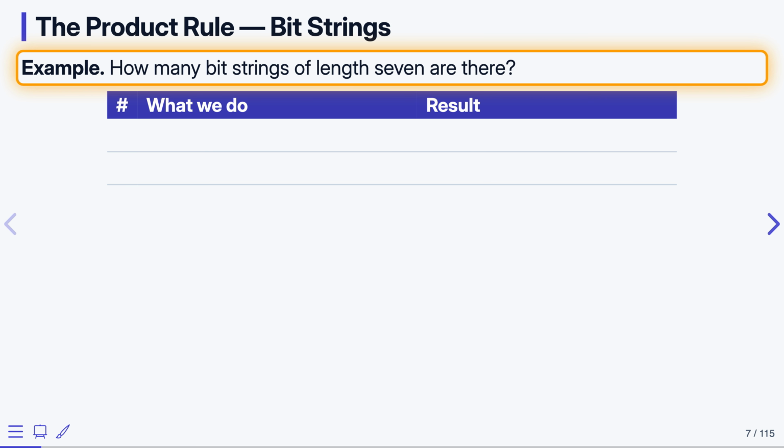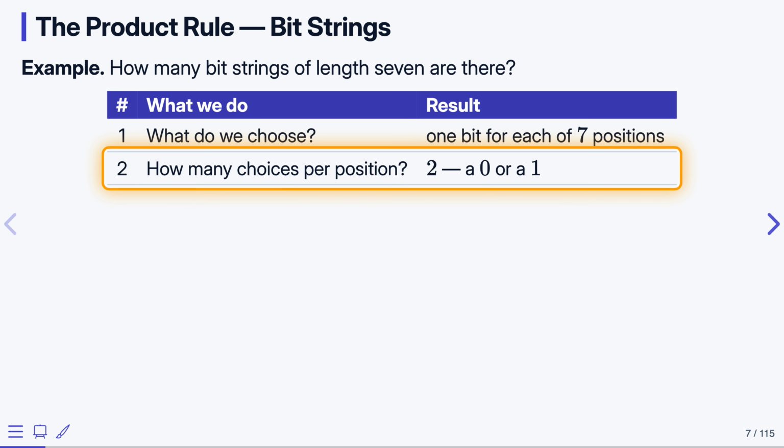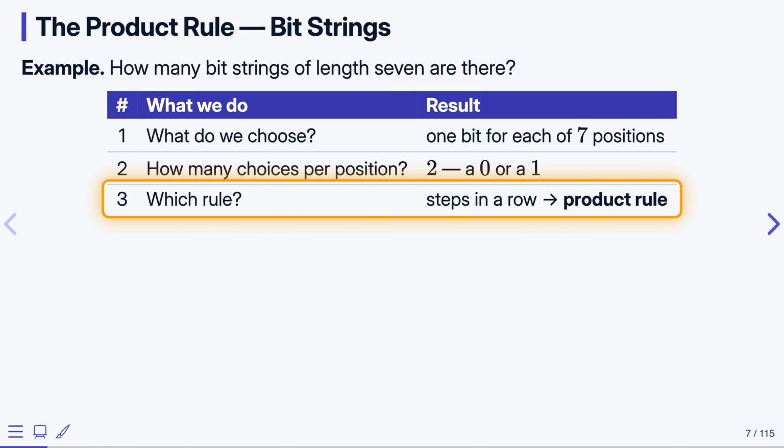Let's try the rule on a bit string. A bit string is a row of zeros and ones. We want strings of length 7. Step 1. Ask what we choose. We choose 1 bit for each of the 7 positions. Step 2. Ask how many choices each position has. Each bit is a 0 or a 1, so 2 choices. Step 3. Ask which rule. We fill the positions one after the other, and every position has 2 choices. That is the product rule. The working is on the next slide.